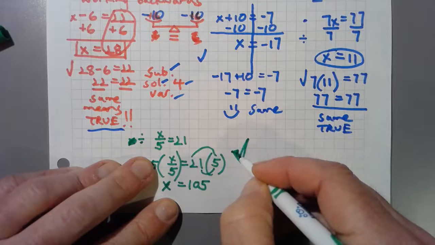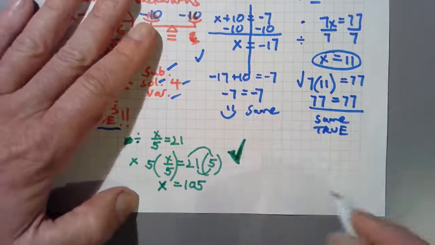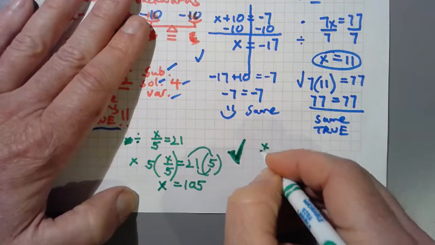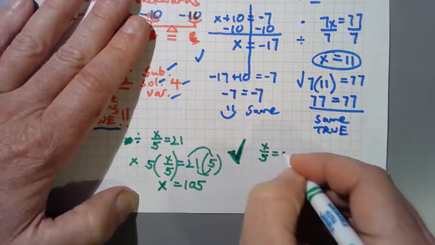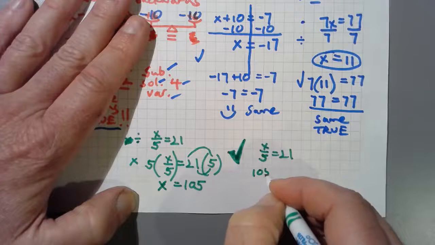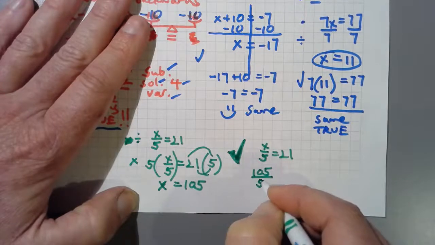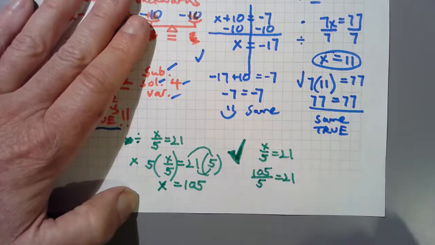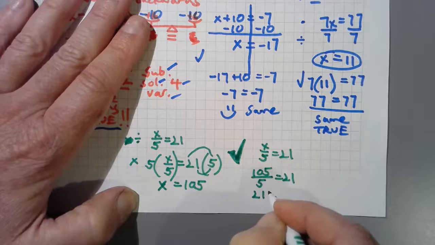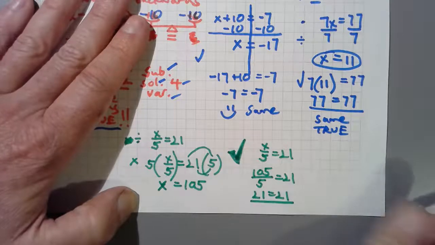Let's check it. Yeah, I colored it in. Yep, guilty. Back to our original. Substitute what we think the answer is for the x. Complete all original operations. 105 divided by 5 is 21. Checking is getting the number on both sides to hopefully be the same.